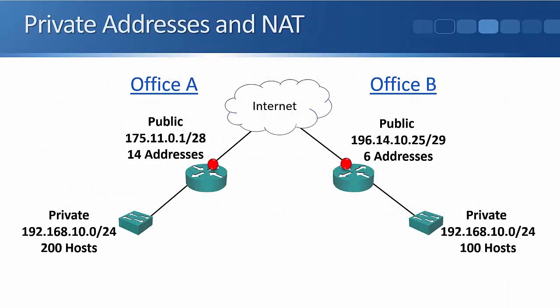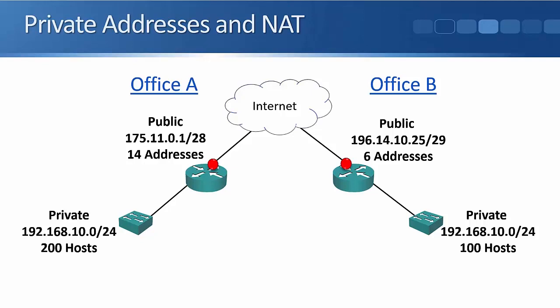So let's have a look and see how this works. You see we've got Office A on the left, and they've bought a small range of public IP addresses, which is 175.11.0.1/28, which gives them 14 addresses. They're using the private addresses 192.168.10.0/24 on the inside, and they've got 200 hosts on the inside. They're able to convert or translate those private addresses on the inside to the public addresses on the outside whenever they communicate with anybody on the internet. If we didn't have private addresses and NAT, they would have required 200 public IP addresses for those hosts on the inside.